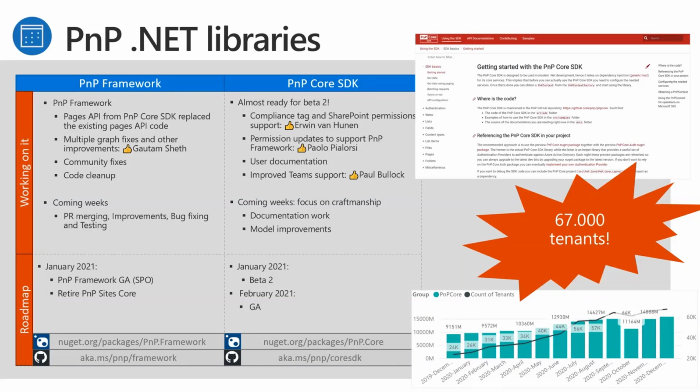When it comes to the PnP Core SDK, on the right side of the screen, we are prepping for Beta 2. So the plan is to have Beta 2 next week, aligned with the PnP Framework GA. And we're ready for Beta 2. We'll have some new things, for example, compliance tag and SharePoint permission support done by Erwin.